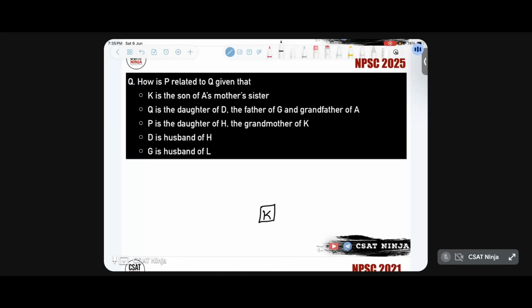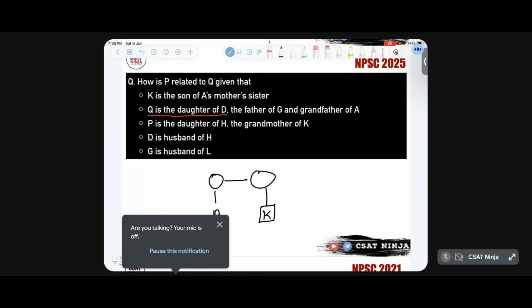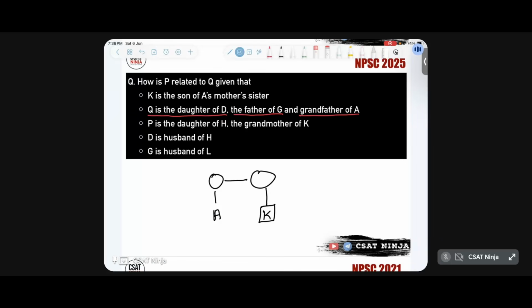That means we have A here. A's mother is this one, and the mother's sister's son is K. You look here, A's mother's sister's son is K. This is what we have. That is statement number one. Statement number two: Q is a daughter of D, the father of G, and a grandfather of A. So with this, I have some ideas here.